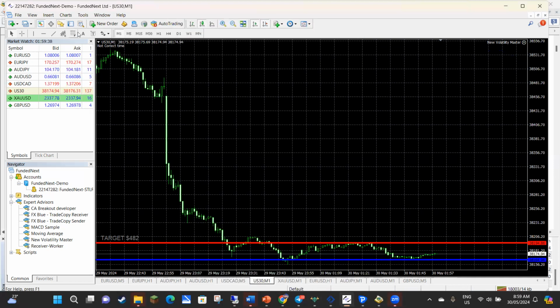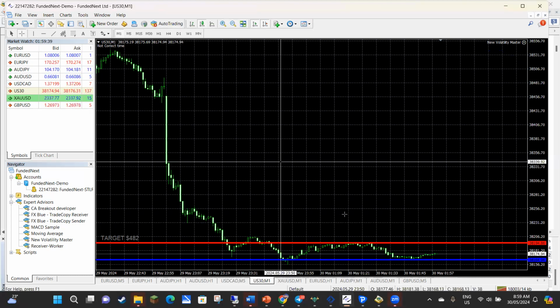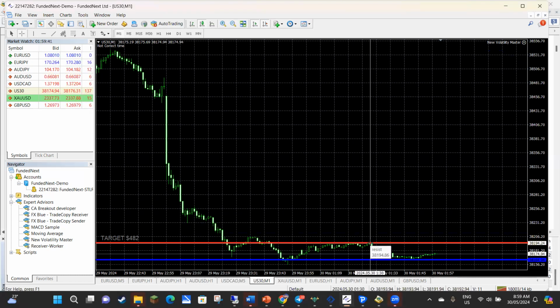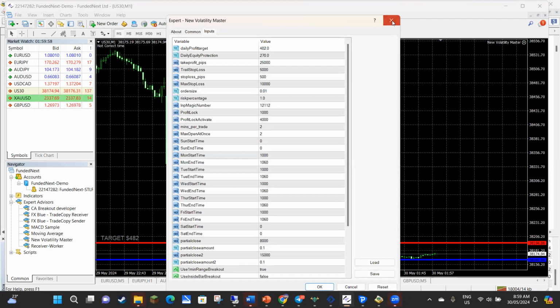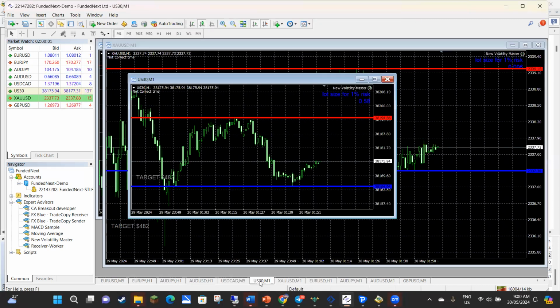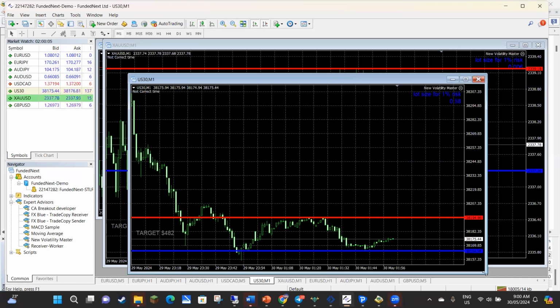So what that means is that it's going to place the stop loss 500 points above the top of the range, which would be right about there. So nice and close still. It might be a little easier if I made the chart a bit bigger.